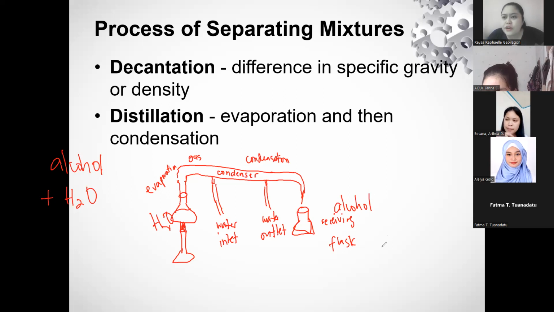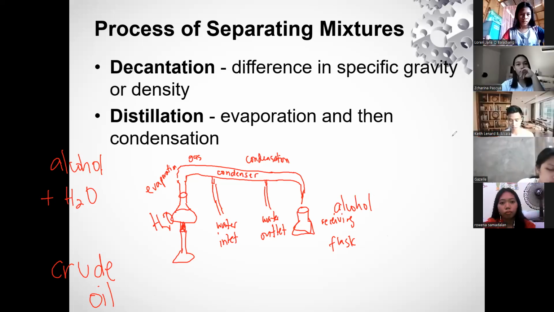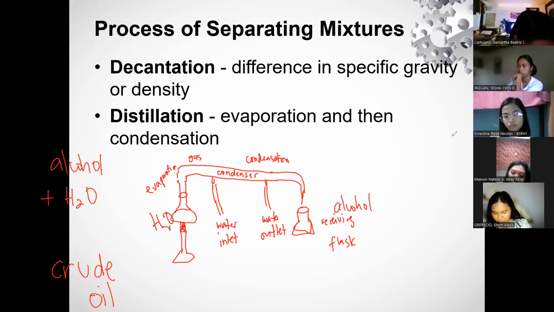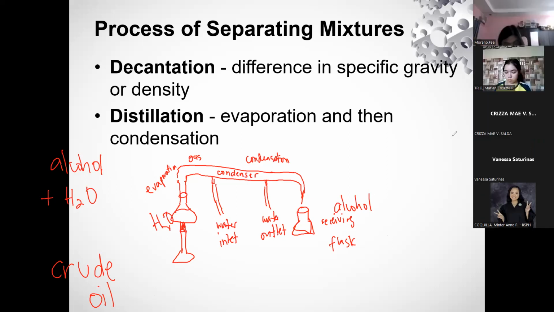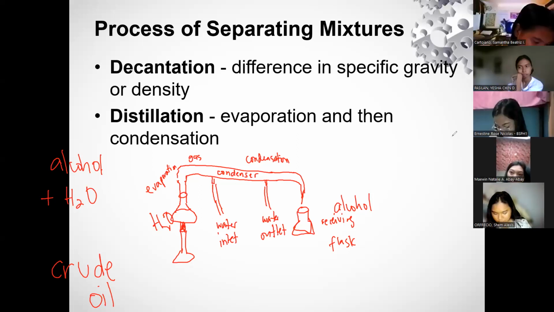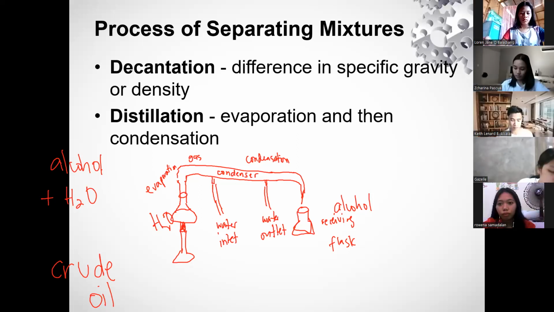Okay? So ano pa yung ibang examples nung nag-undergo ng distillation? Our crude oil. Yung langis natin, yung kinukuha nila, marami nito sa Middle East, no? Kinukuha nila sa ilalim ng lupa, na oil talaga. Actually, nag-undergo yan ng distillation process. Okay, again, nag-undergo yan ng distillation process.